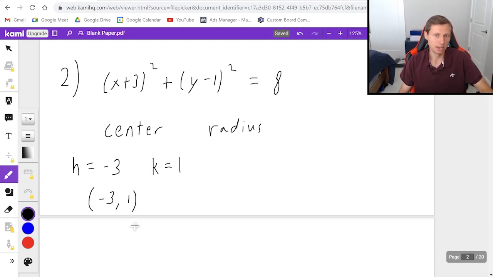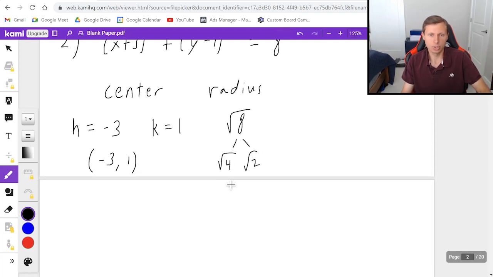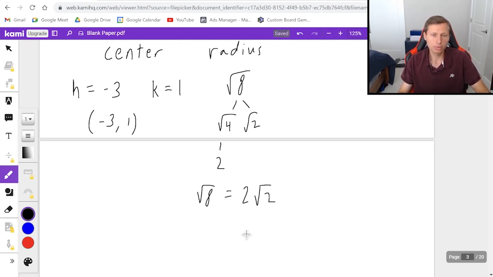And then for the radius, this one's actually kind of hard because what is the square root of 8? Well, you can either leave it like root 8, or you can reduce it because this is like the square root of 4 times the square root of 2, and we know the square root of 4 is 2. So in other words, the square root of 8 equals 2 root 2, or if you prefer to write it as a decimal, that's going to be about 2.8 after you plug it in your calculator.